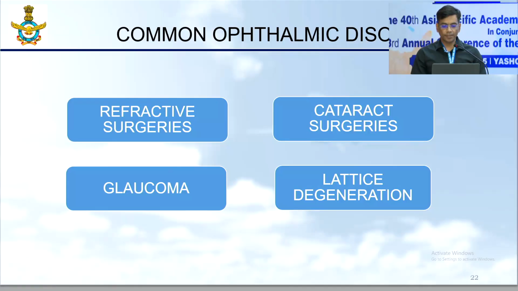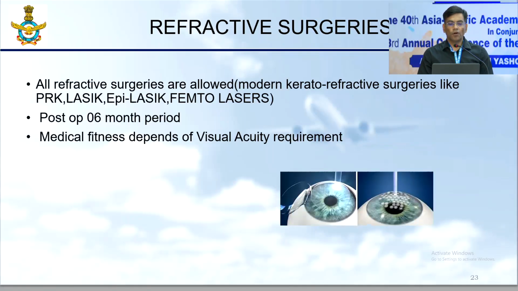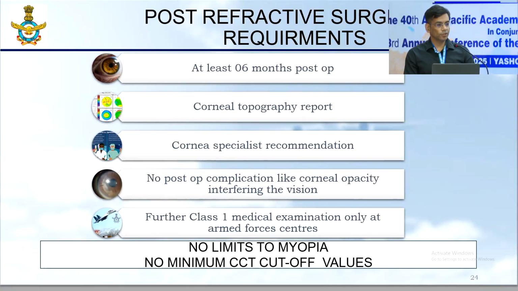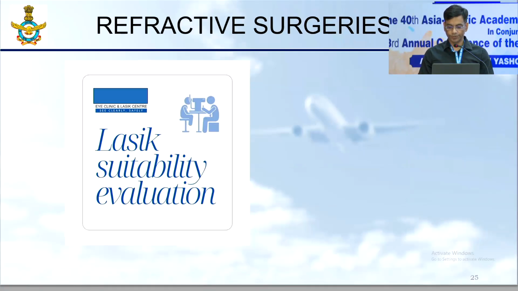On common ophthalmological disorders, all refractive surgeries are allowed. Minimum post-op period should be 6 months, and medical fitness depends upon the visual requirement. After refractive surgeries, these are the minimum criteria: at least 6 months post-op, corneal topography should be normal, and a cornea specialist recommendation with sign or stamp should be there. No post-op complication like corneal opacity or anything interfering with the vision. Further, the class 1 medical examination should be done in the Armed Forces Center only. Here the point is no limits in myopia, no minimum CCT cutoff values. So that is what we differ from our armed forces.